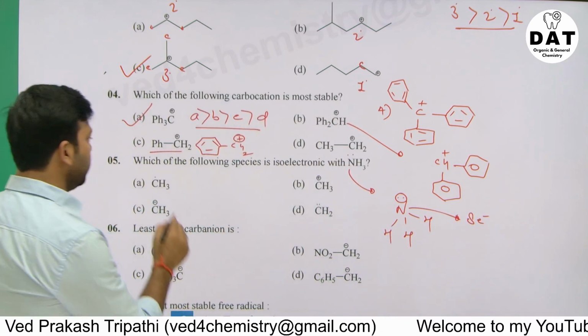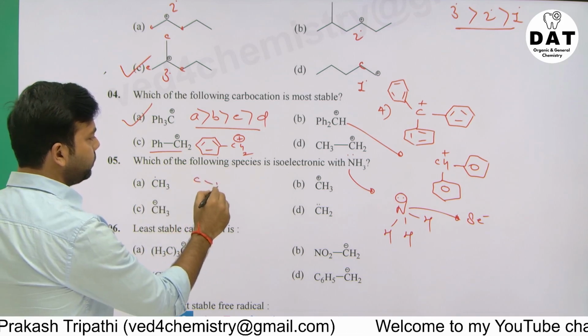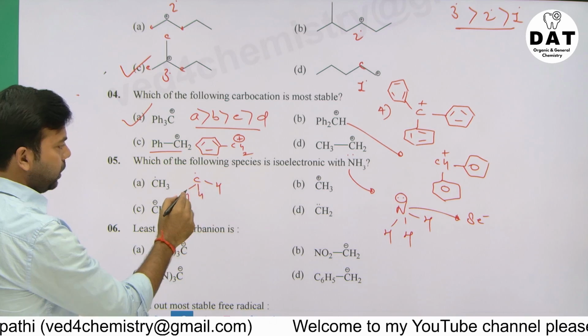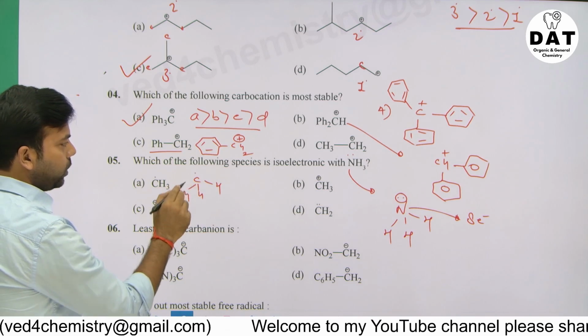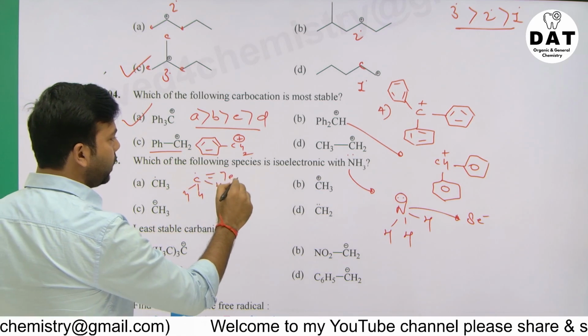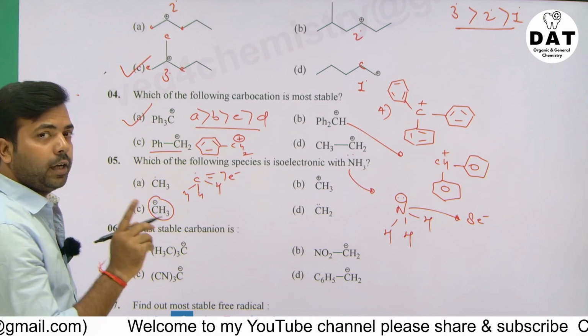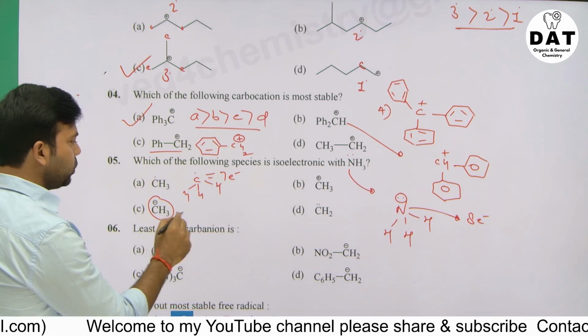Now count here, CH3 with a radical. Radical means just 1 electron. So here 3, 2 to 4 to 6 and 1, 7 electron. This is 7 electron. Look at this negative charge with the CH3. We can count negative as 2. So 6 plus 2, 8 electron here.